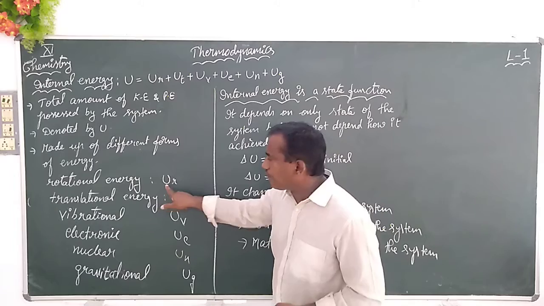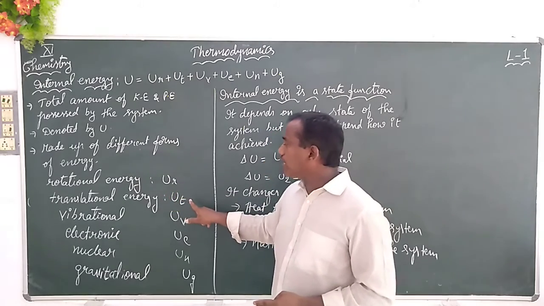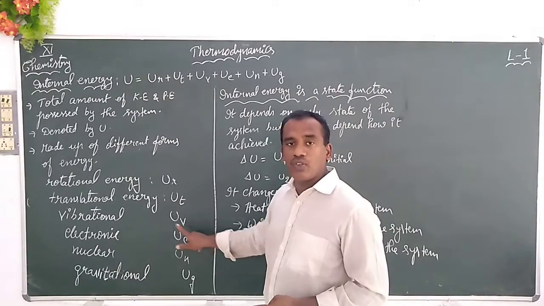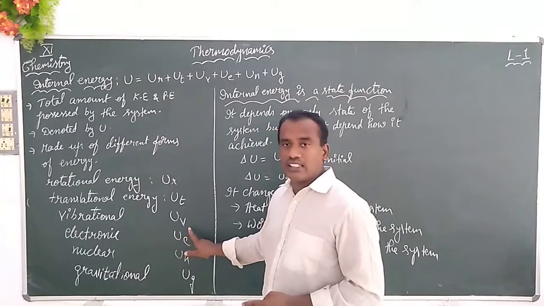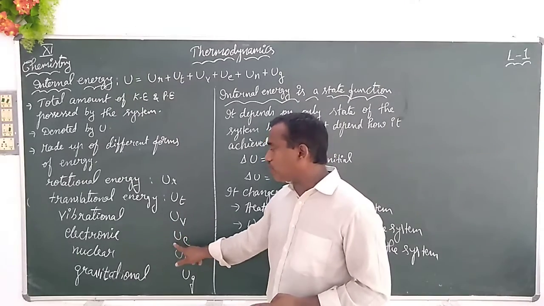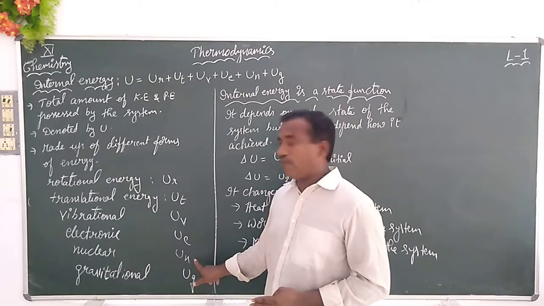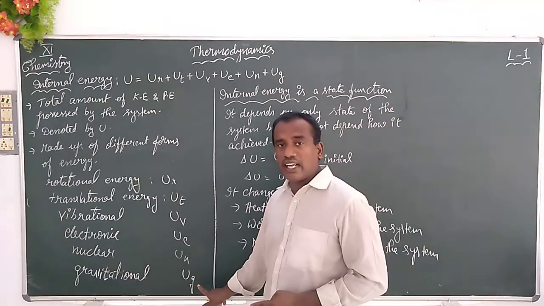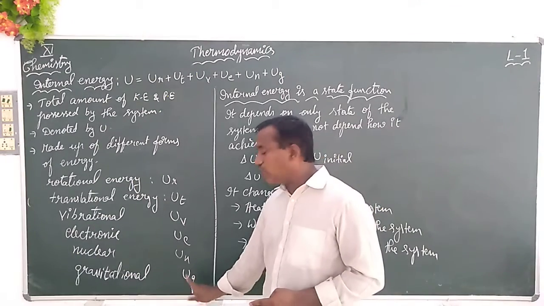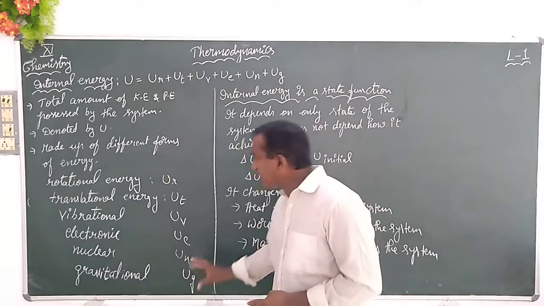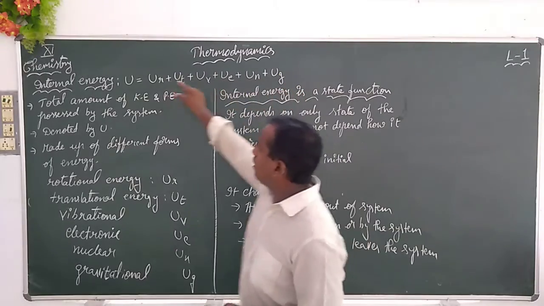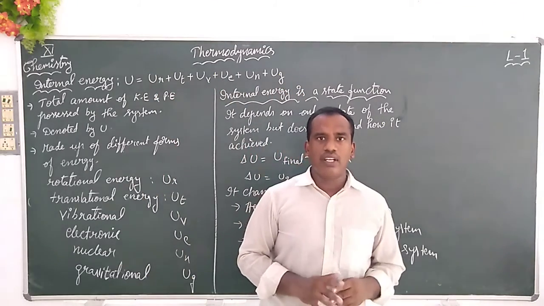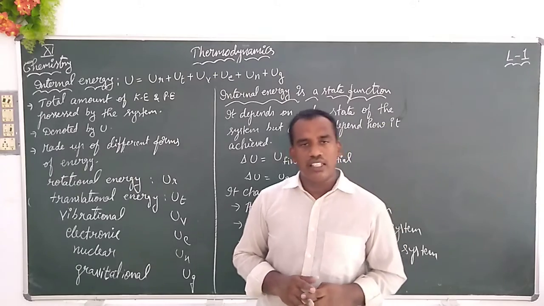So rotational energy is written with R as suffix to U, translational energy with T suffixed to U, vibrational energy with V suffixed to U, and electronic energy where E is suffixed to U. Nuclear energy, N is suffixed to U, and gravitational energy, G is suffixed to U. The sum of all these energies gives the internal energy of the system. They are equal to the internal energy of the system.